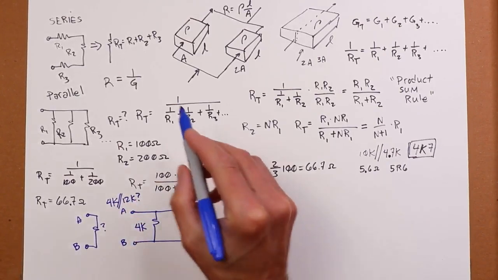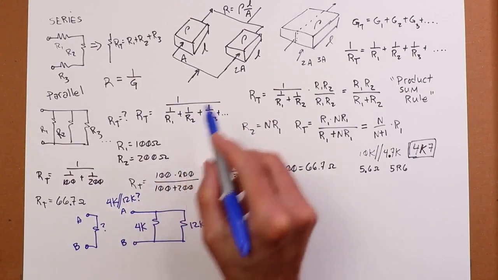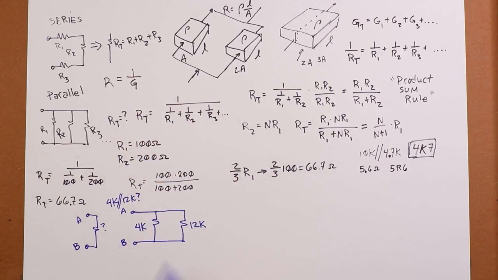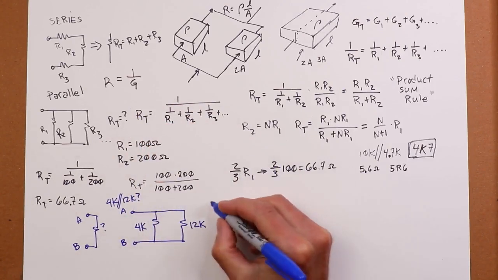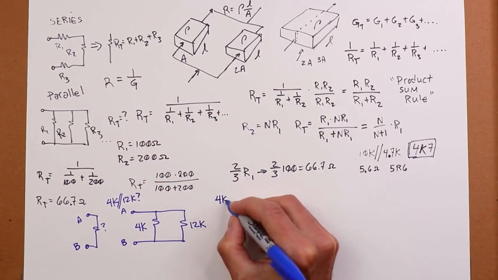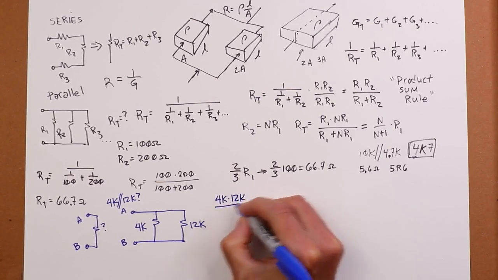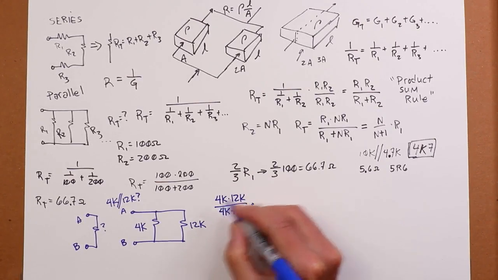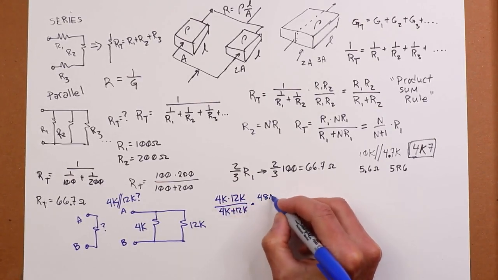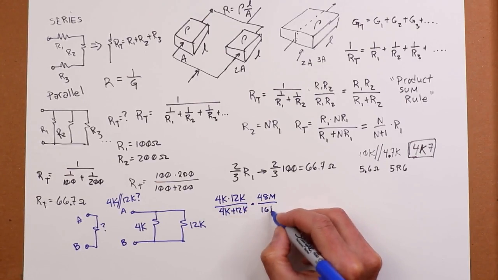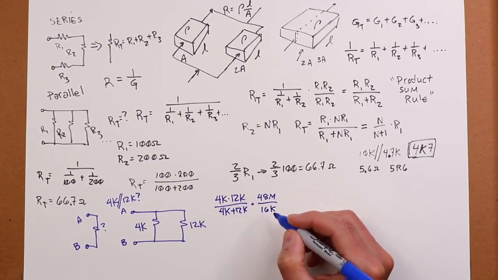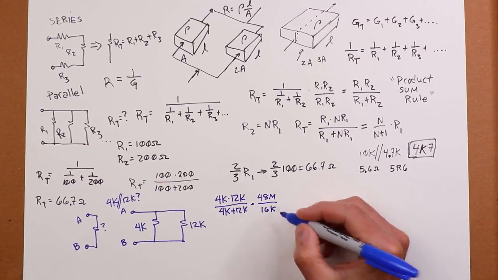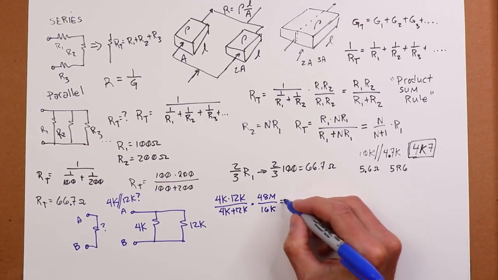Well, we could take 1 over 4K plus 1 over 12K. Get it that way. Or the product-sum rule: 4K times 12K divided by 4K plus 12K. That's going to give you 48 meg over 16K. 48 over 16 is 3, and megs over Ks is Ks. So you've got a 3K over there.